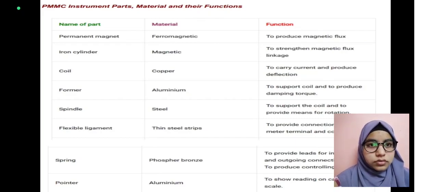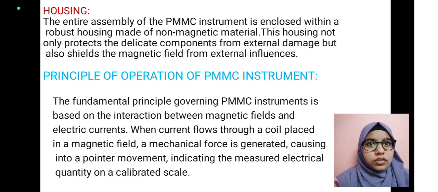Next, housing. The entire assembly of the PMMC instrument is enclosed within a robust housing made of non-magnetic material. This housing not only protects the delicate components from external damage but also shields the magnetic field from external influences.